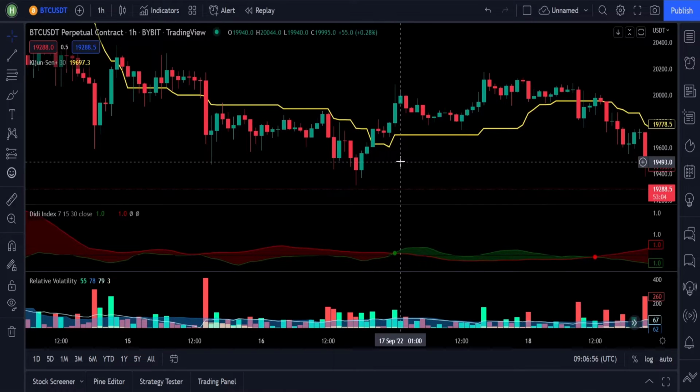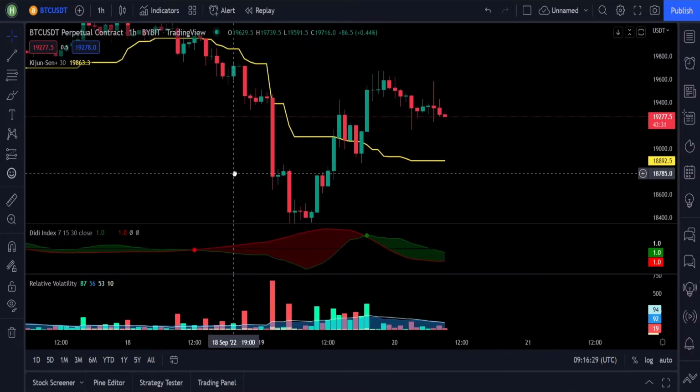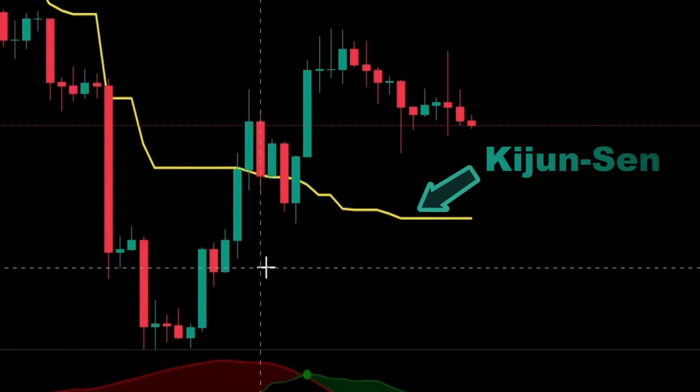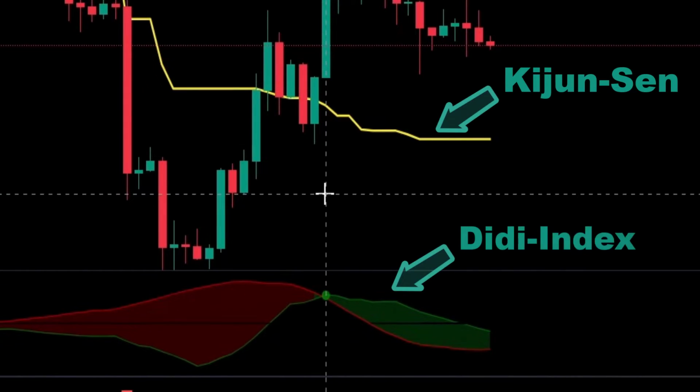Firstly, I'm going to be explaining the rules for a buy trade. Number 1, the price action should be above the Kijun Sen indicator, like it is here. Number 2, we need to have a cross from our Didi Index so that this green line crosses over this red line, and it's confirmed by this green circle.